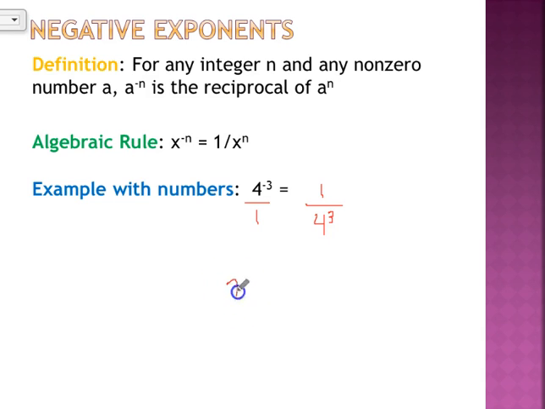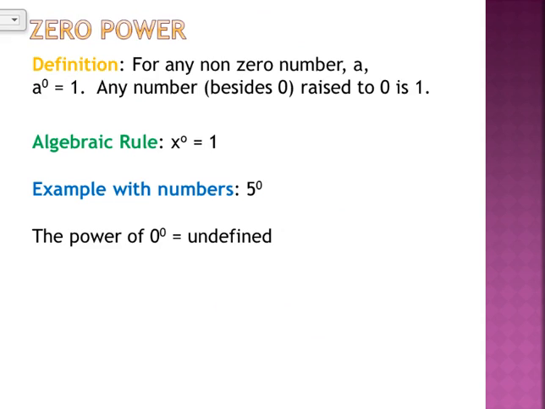Another example, 2 to the negative 6. If we want to rewrite that with a positive exponent, we would just flip it upside down to its reciprocal, 1 over 2 to the 6, and now it's positive. I'm going to go to the next slide. Go ahead and click pause if you need more time.